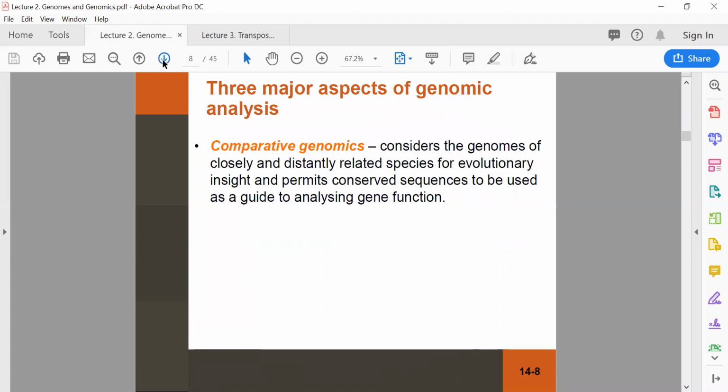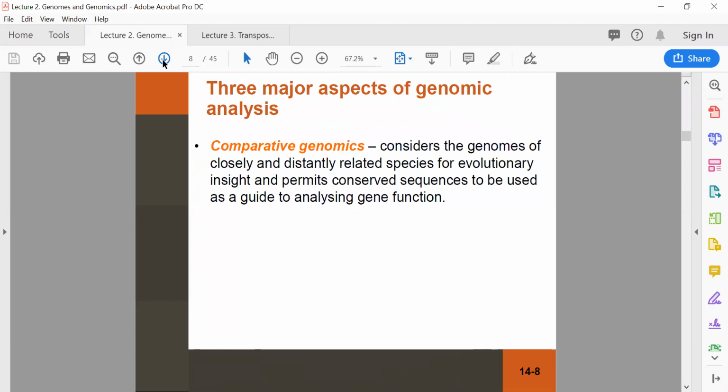All right, next we have comparative genomics. So if you consider that a particular DNA sequence is conserved among different species of organisms, if it's very highly conserved, that is, it's the same or very, very similar, this provides a clue as to an unknown gene function if that same sequence is found in the DNA of another organism.